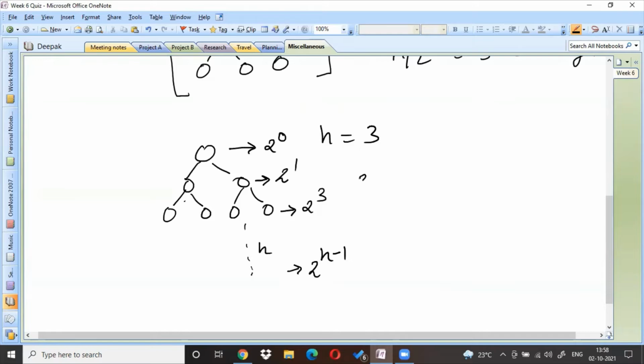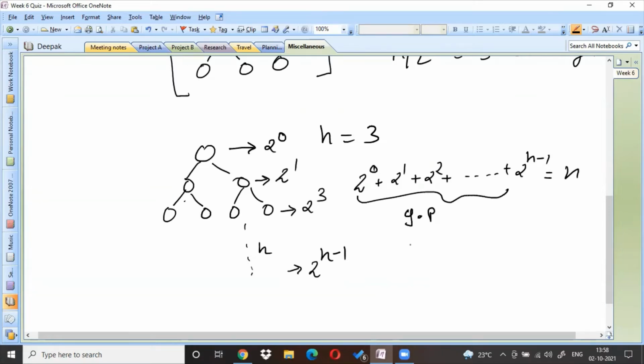So if we say that 2 raised to the power 0 plus 2 raised to the power 1 plus 2 raised to the power 2 plus so on plus 2 raised to the power h minus 1 is equal to n, that is the total number of nodes. If you see this very closely, this is nothing but a GP. And if you find the sum of the GP, it will turn out to be 2 raised to the power h minus 1. And this is nothing but equal to n that is given to us.